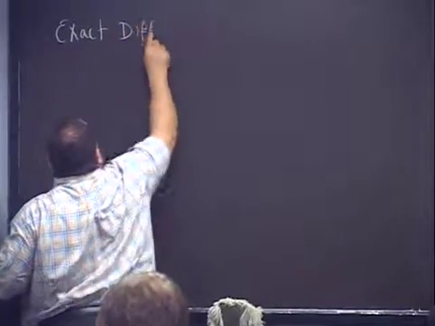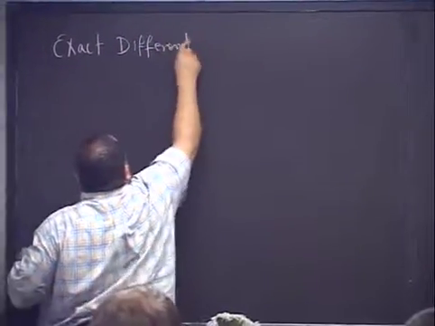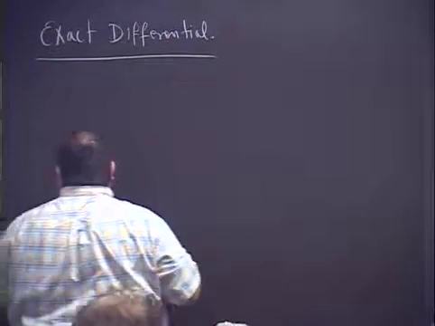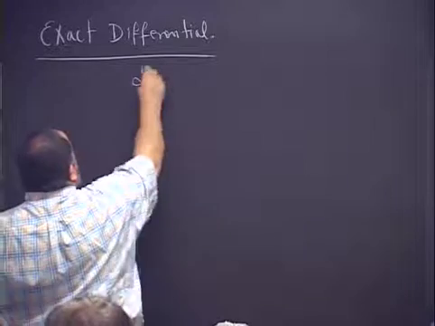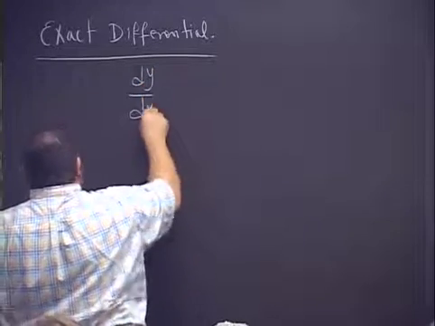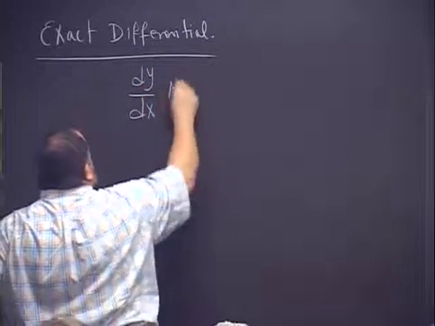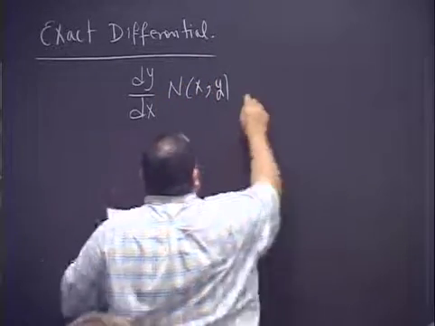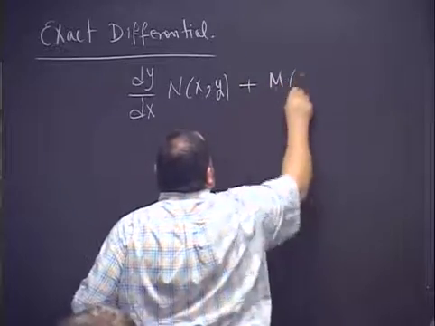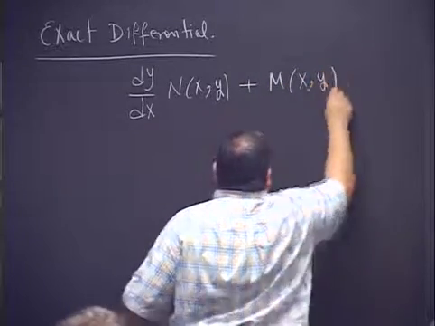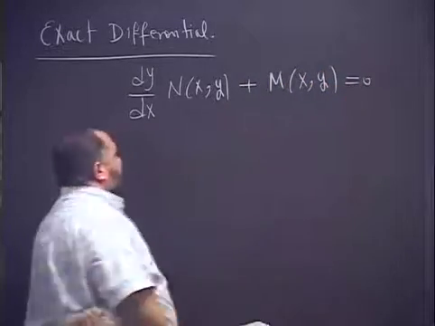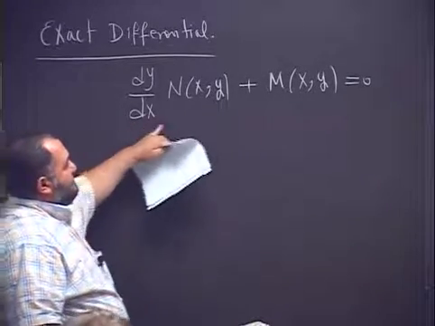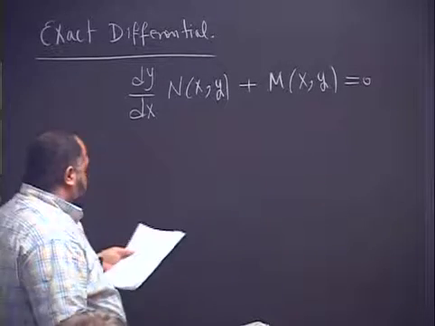differential. The exact differential equation will take the form dy/dx multiplied by N(x,y) plus M(x,y) equal to 0. So you have a function N of x and y multiplied by the first derivative plus a second function M of x and y.